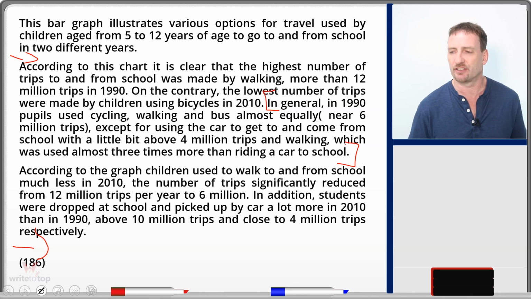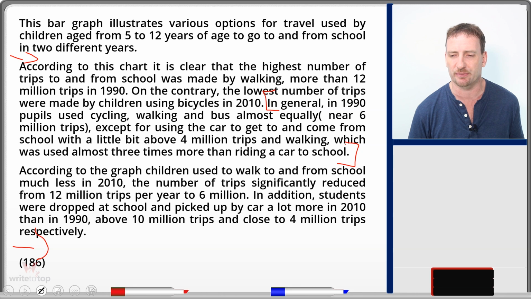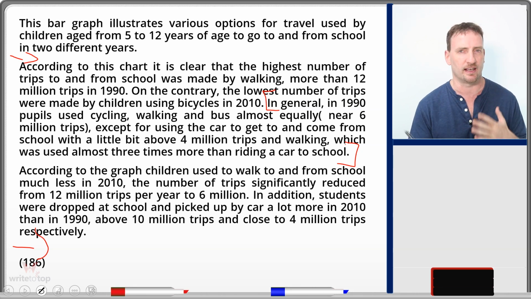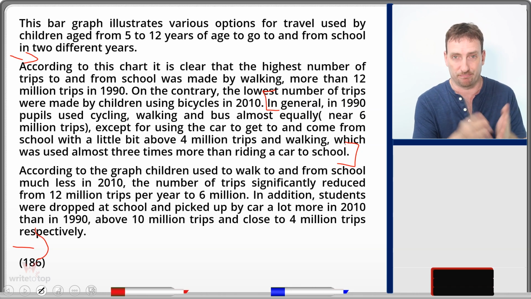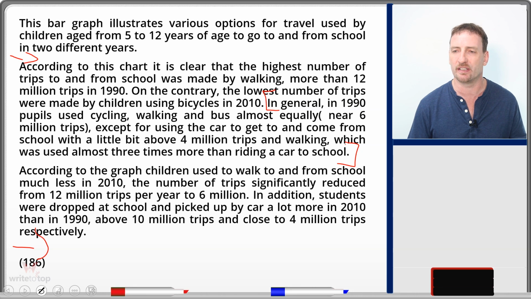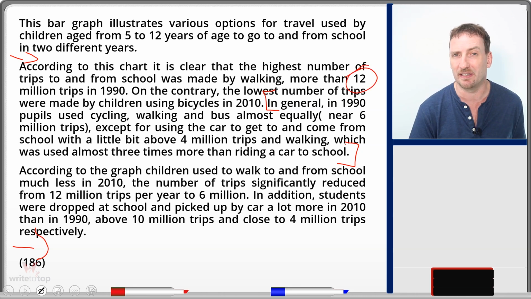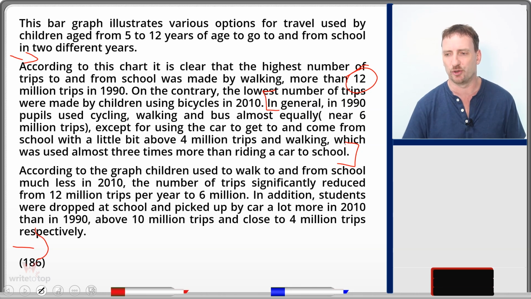According to the graph, again, children used to walk to and from school much less in 2010. I think I already kind of understood that from the first paragraph. The number of trips significantly reduced. So again, you have a run-on sentence. Just stop, start a new sentence. From 12 million to 6 million. Again, you already mentioned the 12 million here. You don't need to mention the same details again. And details do matter. That's one of the 5 issues I mentioned before.